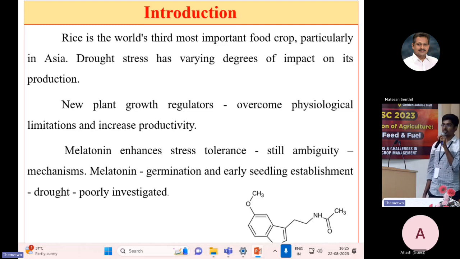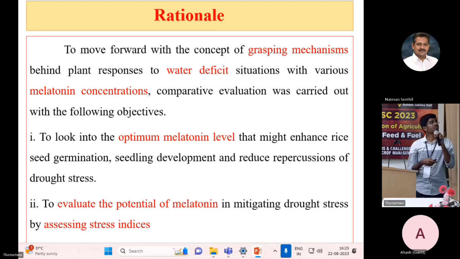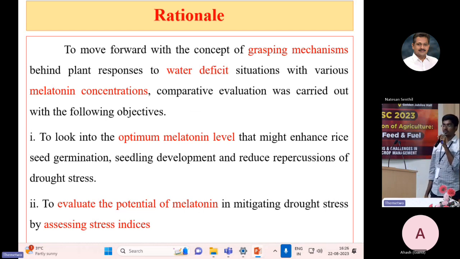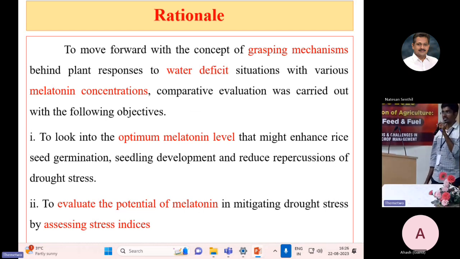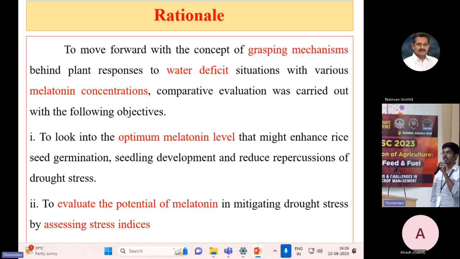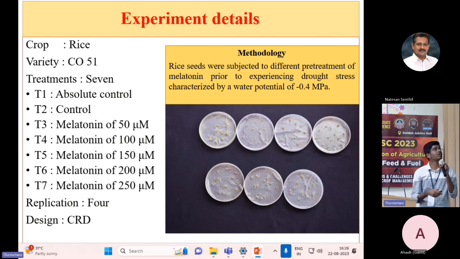One among the new plant growth regulators is melatonin. Melatonin is a mammalian hormone. Before 2000, it was only identified in animals; in the late 1990s, it was isolated and identified in plant species. With this background, we framed the objectives: to screen the suitable melatonin concentration which could mitigate drought stress in rice, and to evaluate the potential of melatonin by determining various stress assessments.